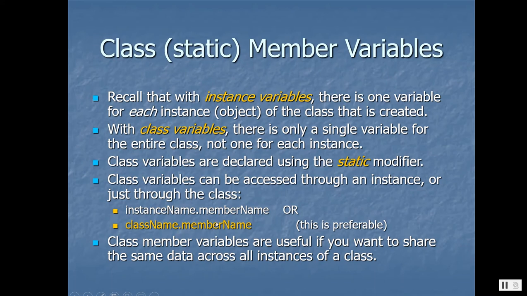So from the point of view of programming clarity, if you have a class that has some static members and some instance members, and you want to be accessing the static members from outside the class, then I think the best way to do that is via the class name dot member name syntax. As I say here, class member variables are useful if you want to share the same data across all instances of the class. We're going to see that, and of course in your next assignment you're going to be doing that as well.